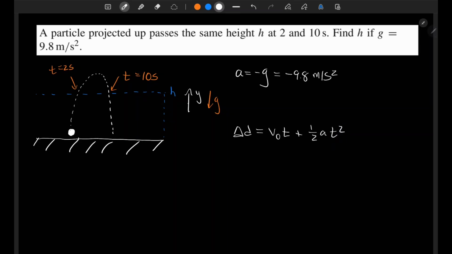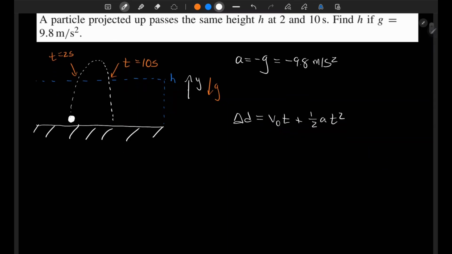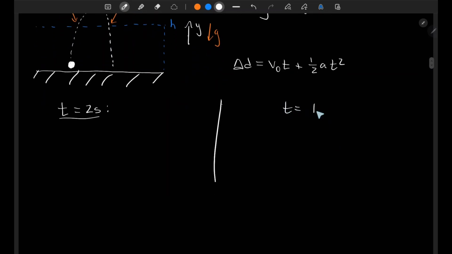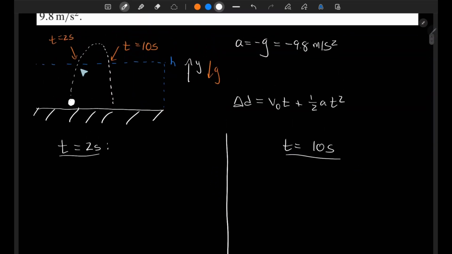Then we have that delta d is equal to v naught t plus 1/2 a t squared. This is a known equation for a particle that's moving. Then the displacement that we're interested in is h. So we actually have two cases here. We have t is equal to 2 seconds, and we also have t is equal to 10 seconds.